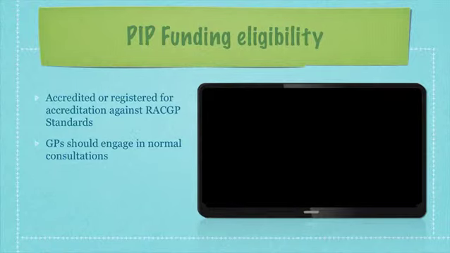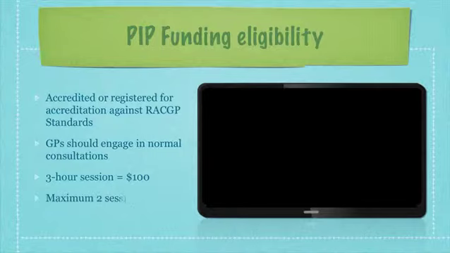For each 3-hour teaching session, practices can get a maximum payment of $100. Practices can claim a maximum of 2 sessions per GP and student per day. If there is more than 1 student in a teaching session, practices can still only claim a maximum of $100 for each session.